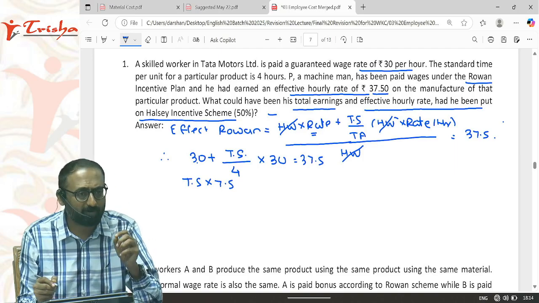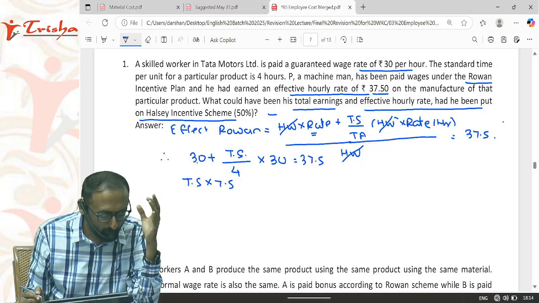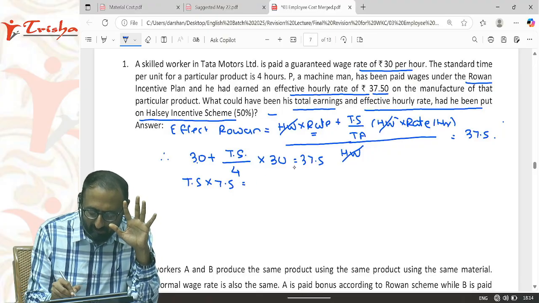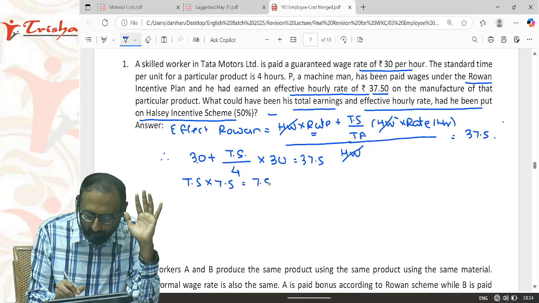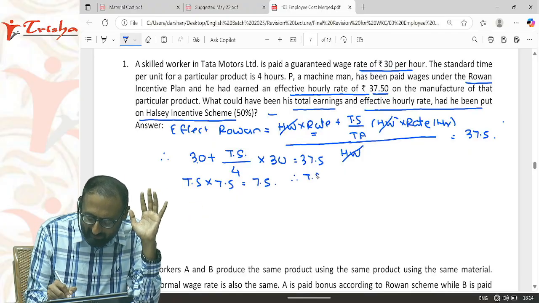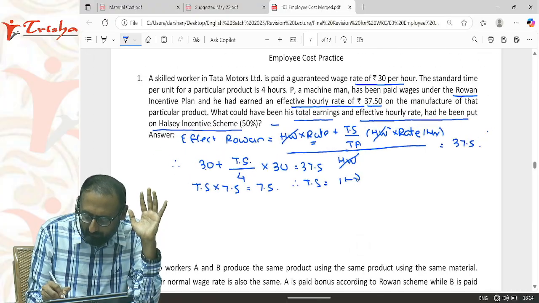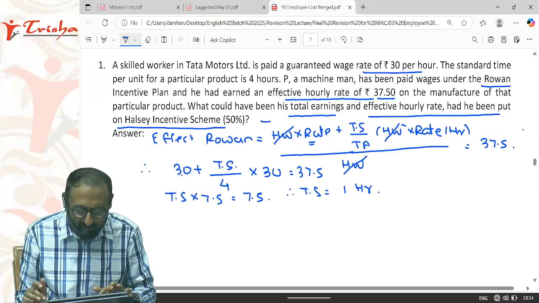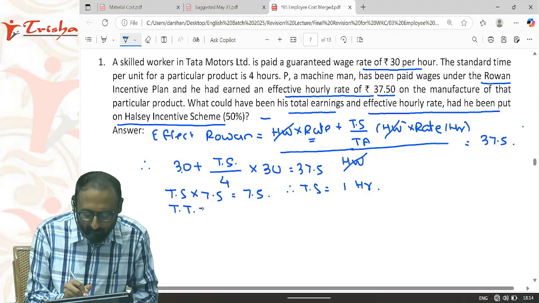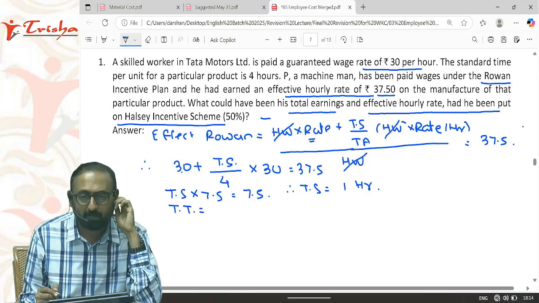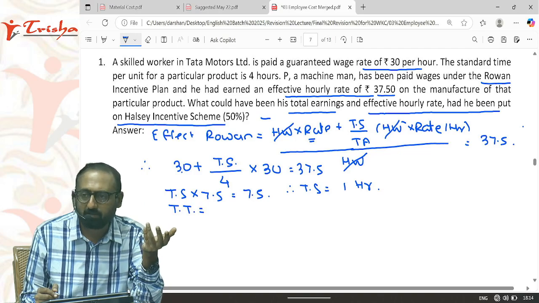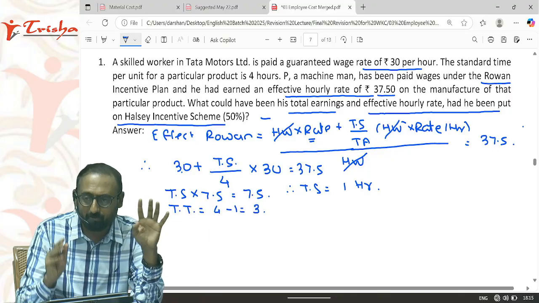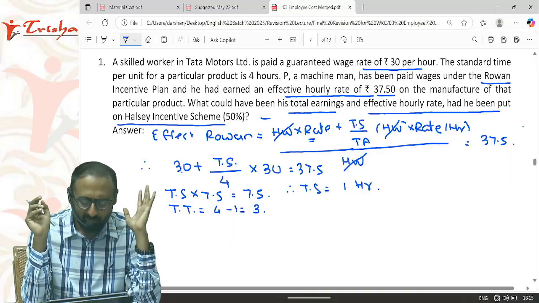Is it correct, 7.5? Please check on the calculator: 30 divided by 4. Is it 7.5? It is equal to 37.5 minus 30. Is it 7.5? Therefore, time saved is 1 hour. Now if time saved is 1, what will be the time taken? Allowed is 4, time saved is 1, 4 minus 1, your answer comes to 3. So time taken will be 3.